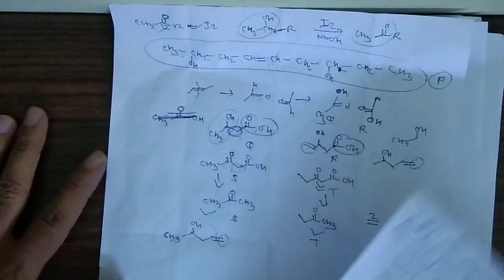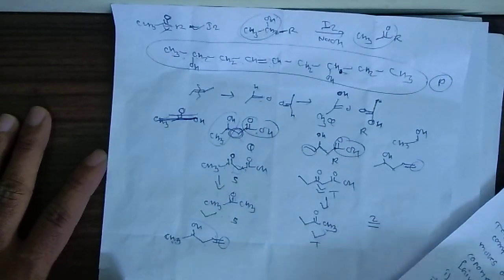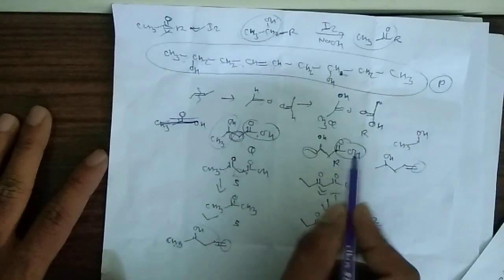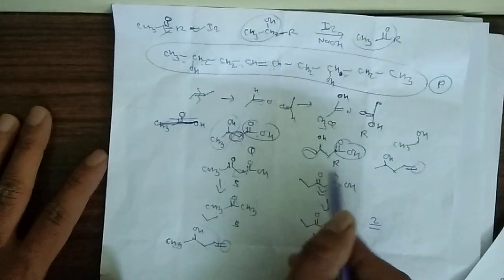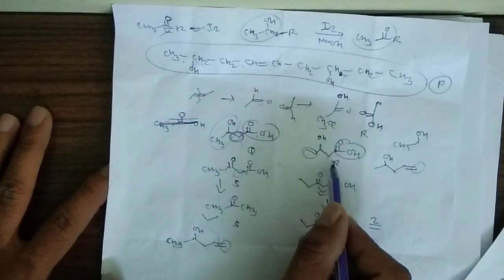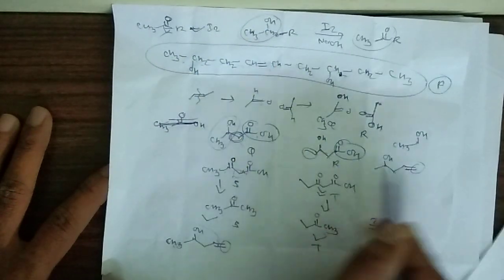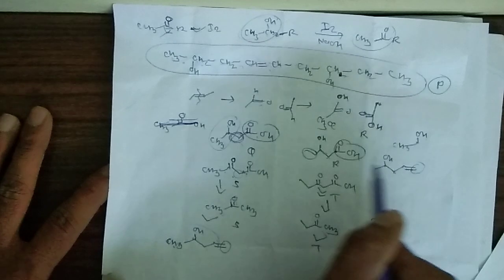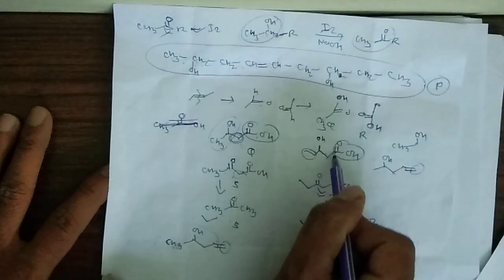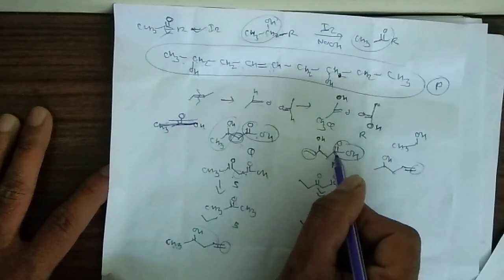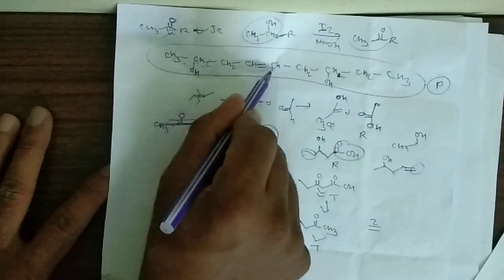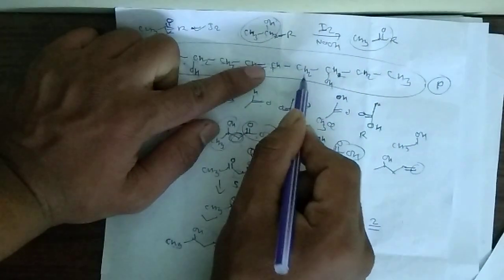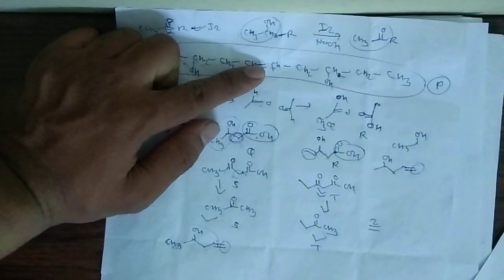So what are our Q and R? What is our Q? This, and R. So from their structures, what will be the structure of R? See here, from this can we find out? This carbon is this, means here which one, this one is. So here CH, CH2, OH, CH2, CH3.